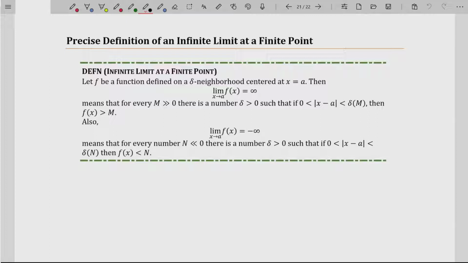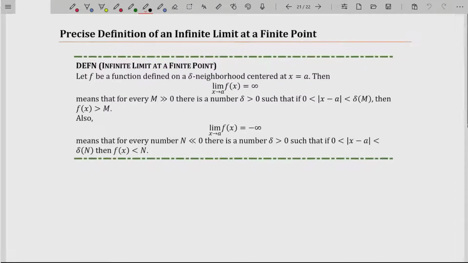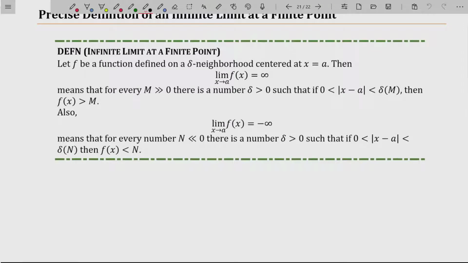So we have our function approaching infinity now, or negative infinity. And this expanded definition to start working with infinities is actually a little bit easier than the epsilon delta or finite limit at a finite point definition. So let's start with just reading out the definition quickly here. Definition of an infinite limit at a finite point.